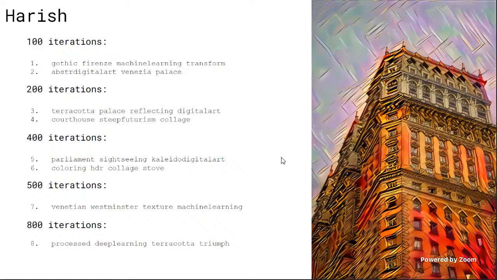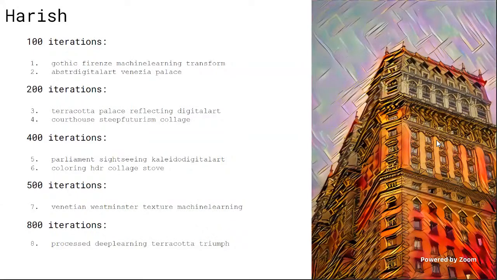So here again it gauged that it was the terracotta palace from previously. The first image is the original image, and this is the style transferred image. And in the first 100 iterations it said machine learning transform. So wow, that was nice. It kind of understood it or something.